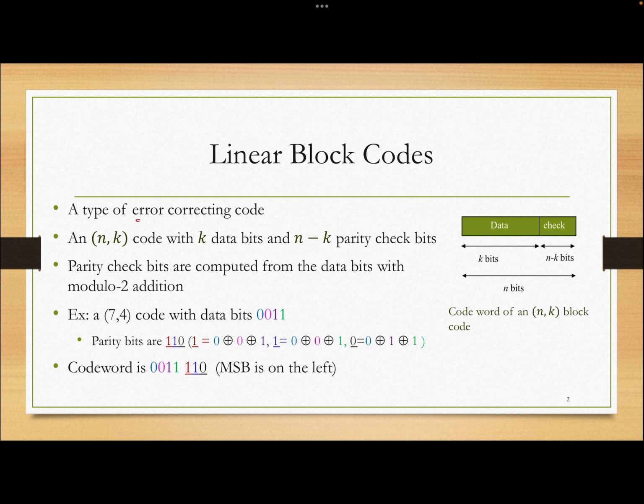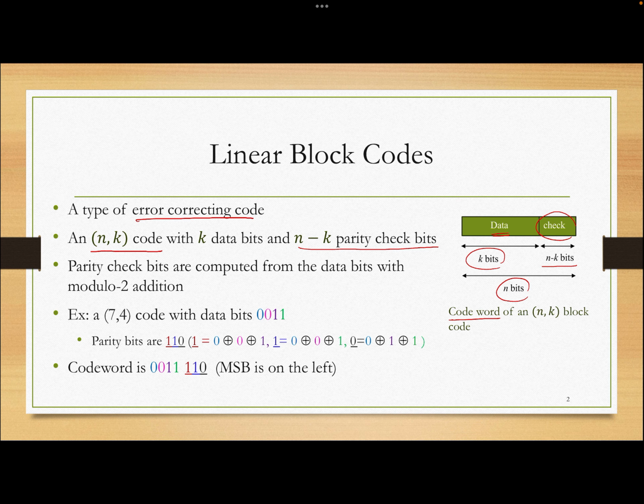Linear block codes are a type of error correcting code that we use a lot, and we mainly focus on the codes that can correct errors. In this topic, we define this as an (n, k) code with two parameters, n and k. n is the number of bits in the code word, and k is the number of data bits. So the number of parity check bits is n minus k.